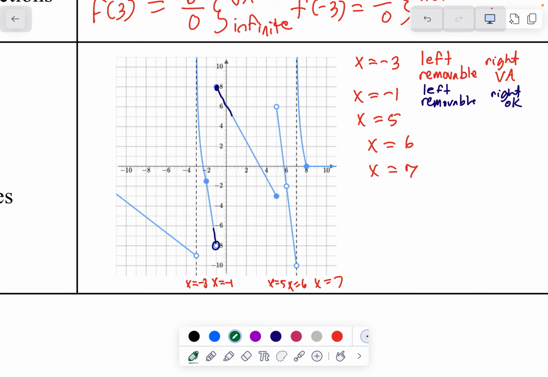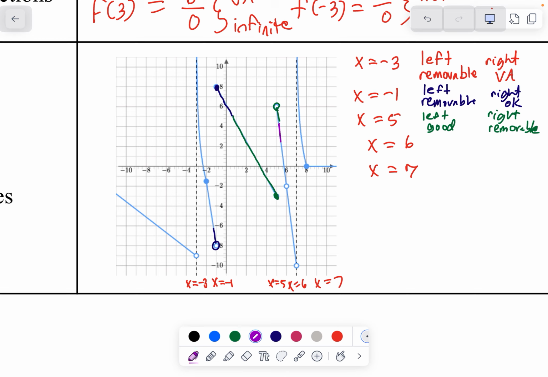Now let's look at 5. So he's walking, he's walking. Left side, he can walk right up to it, no hole. The left side's fine. But to get to the right side of an x value of 5, he does have to leap up here. There is a hole. So the right would be removable. We could remove the problem if we stuck a cap on that hole. No, we can't. But if we could, that's the way I kind of remember that. It's kind of silly.